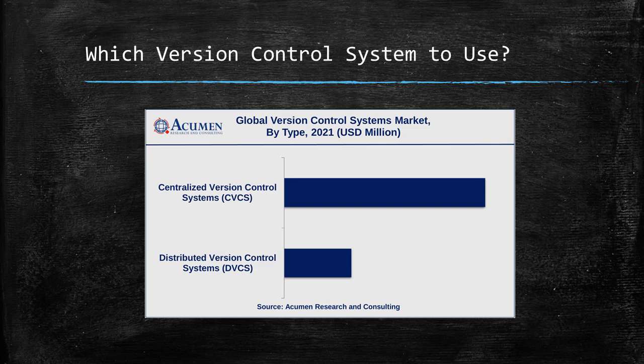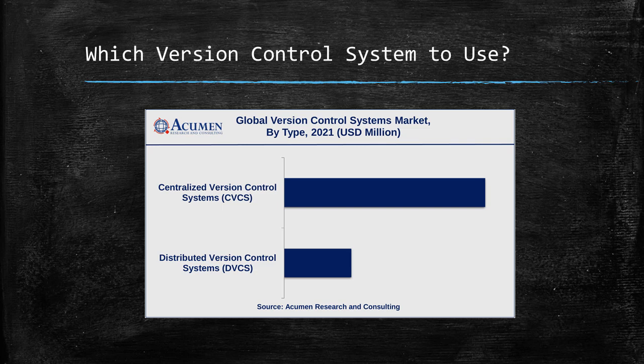CVC systems are typically used by software development teams to collaborate on code and manage version history. CVC systems like Subversion, SVN, are best suited for medium to large-sized teams working on complex projects that require tight control over source code changes and versioning.